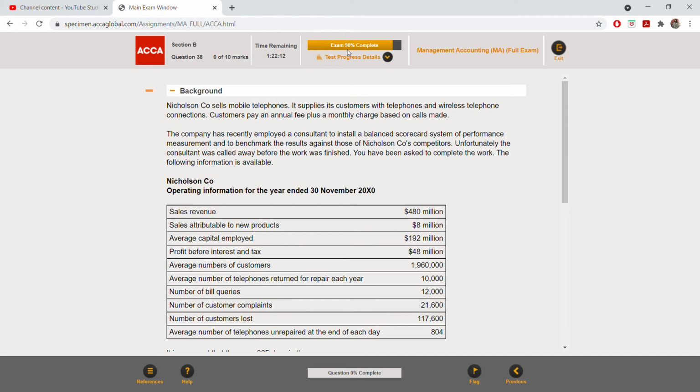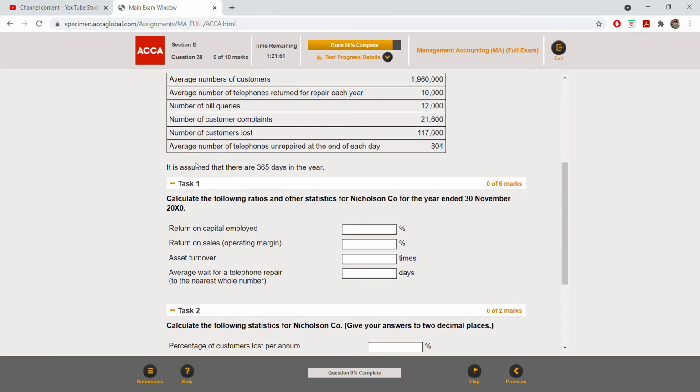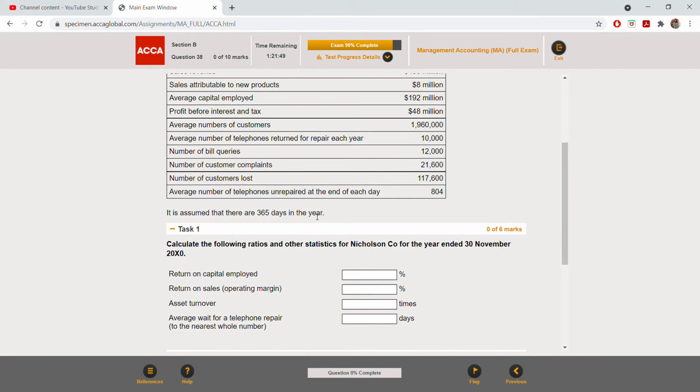So, you have been given the operating information. Okay, sales revenue, the sales for the new products, average capital employed, profit before interest and tax, average number of customers, number of bill queries, number of customer complaints, customers lost, all those things. Okay, let us go down. It is assumed that there are 365 days in a year. The reason why they are giving the number of days is that sometimes you have to use this number of days when you have to calculate for each year or something. Okay, so task 1.